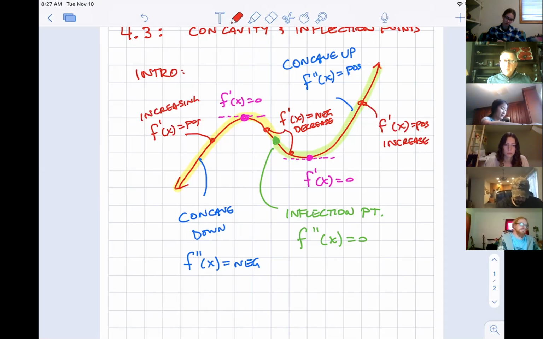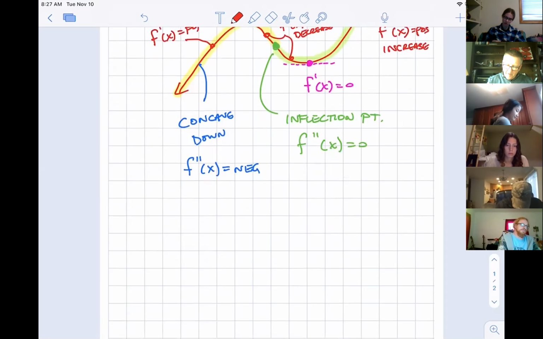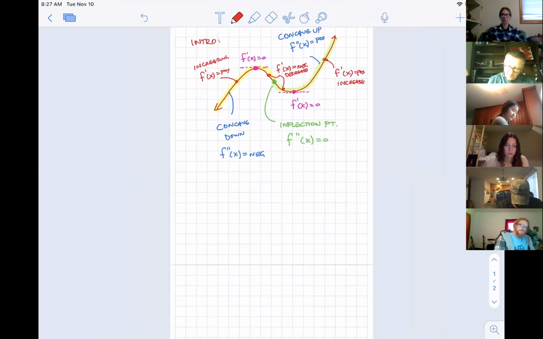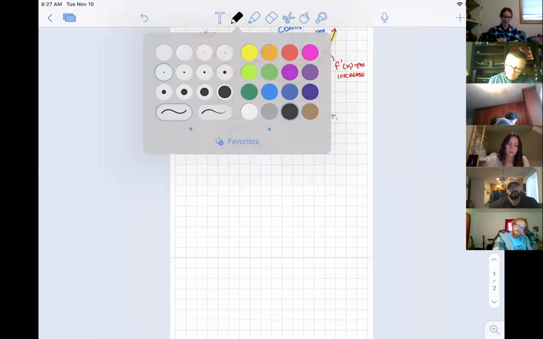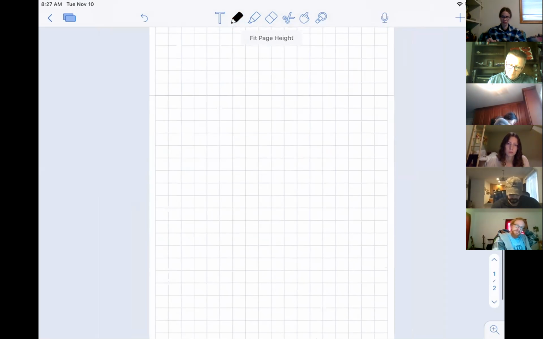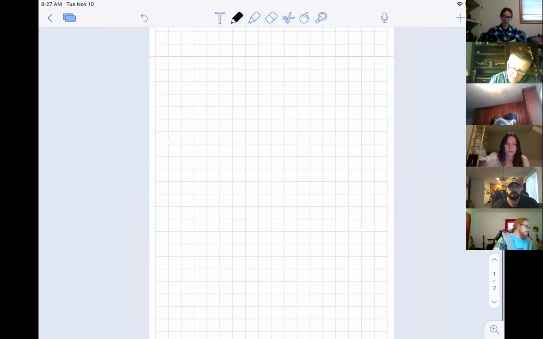So let's play with one now. And this is where the graph paper is going to come in. Let's just play with an example. Let's see how much we can learn about this graph. And none of us have any idea what this looks like.